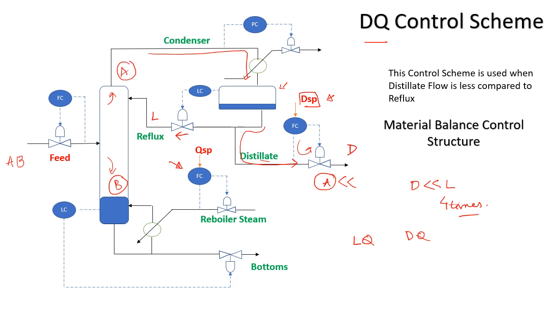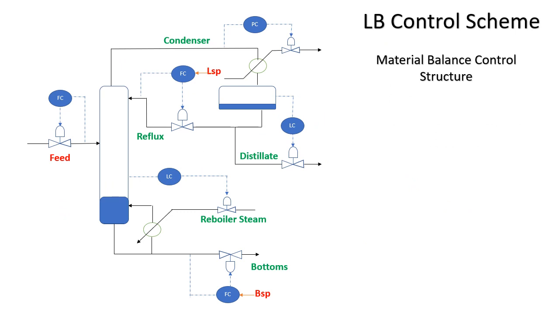Okay, now see what else is available. Now there is the LB control structure. What happens in the LB control structure? Here the distillate flow is sufficient, so the level is directly getting controlled through the distillate, and the reflux flow rate is getting controlled through its own flow loop, and one set point is given to this reflux flow.